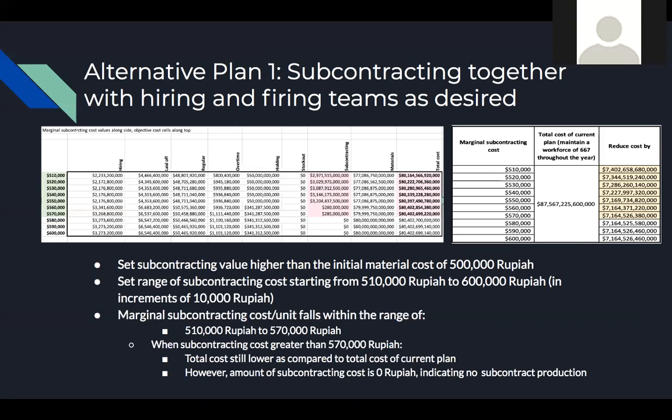Once we set up everything and run the solver, it falls within the range of 510,000 rupiah to 570,000 rupiah. When subcontracting cost per unit is greater than 570,000 rupiah, for example, from 580,000 to 600,000 rupiah, the total costs are actually still considered lower as compared to the current plan. However, the amount of subcontracting cost is 0 rupiah, indicating zero subcontract production. Next slide, please.